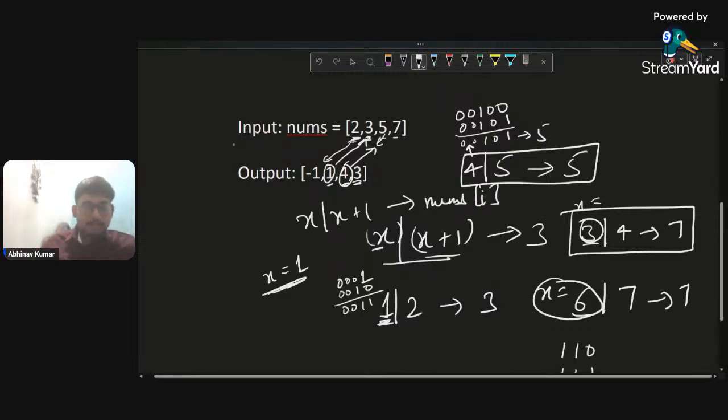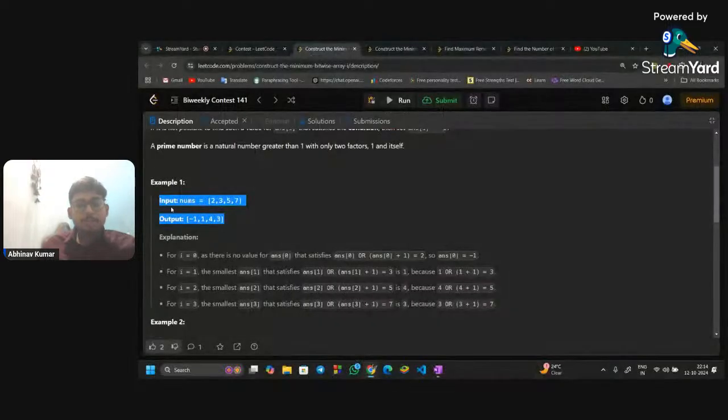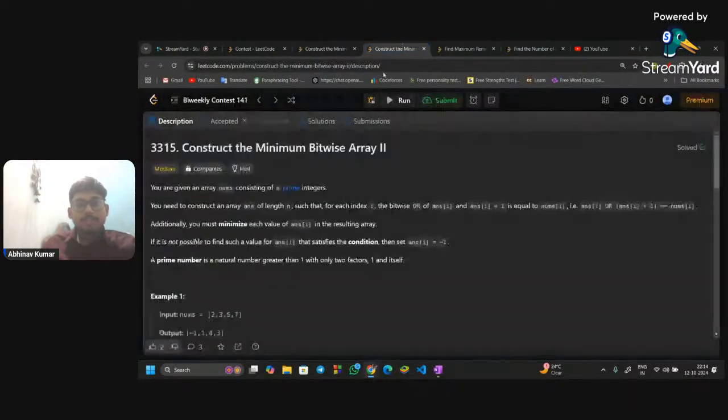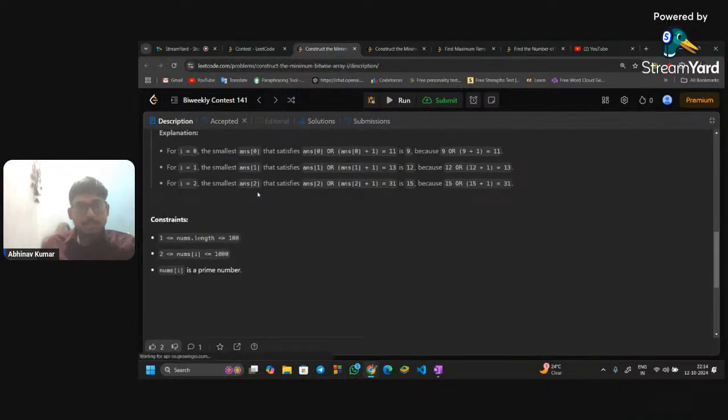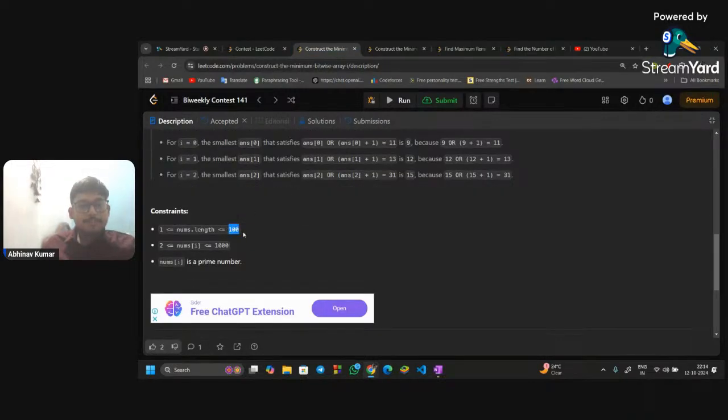Now for the first problem, if we look at the constraints, both the first and second problems are the same. The only difference is in the constraints. If we look at the constraints of the first problem, the length of the array is up to 100, and you can see nums[i] is up to 1000.